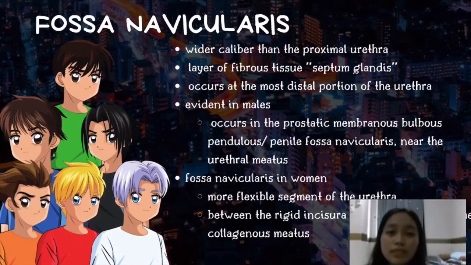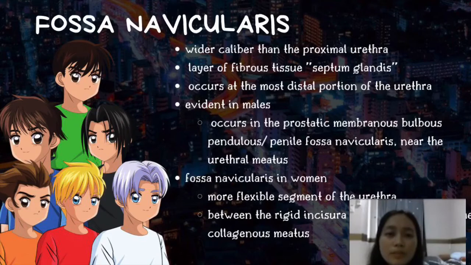Fossa navicularis is of a wider caliber than the proximal urethra. Its vertical elliptical shape resembles a laterally compressed flap-like passage. The fossa navicularis is covered by a thin layer of fibrous tissue called the septum glandis. The mucosa keeps the urothelium moist and the urethra supple.